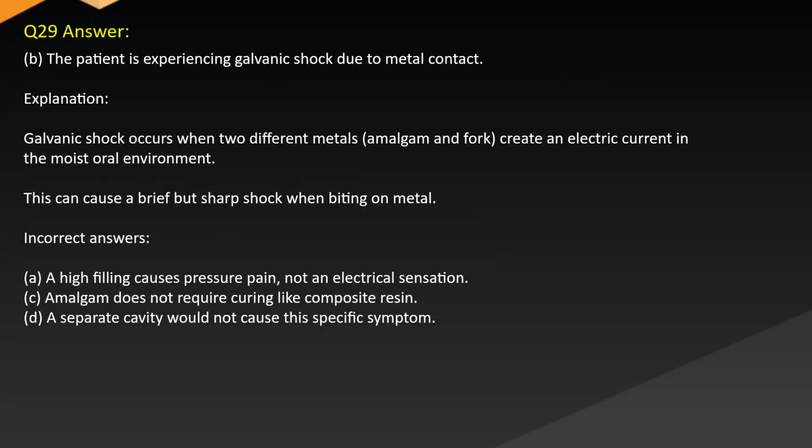Answer: B. The patient is experiencing galvanic shock due to metal contact. Explanation: galvanic shock occurs when two different metals, amalgam and fork, create an electric current in the moist oral environment. This can cause a brief but sharp shock when biting on metal.